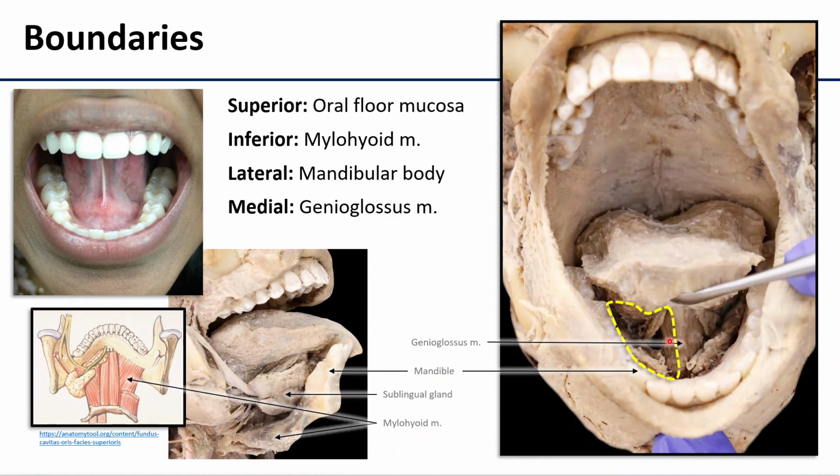There are two of them, even though they look like there's just one. There's one right and one left. And these are going to extend from the genial spines on the mandible, which sit right there. And they extend up into the body of the tongue and function to protrude it anteriorly or stick it out. Because of its central location here, it divides up the right sublingual space from the left sublingual space.